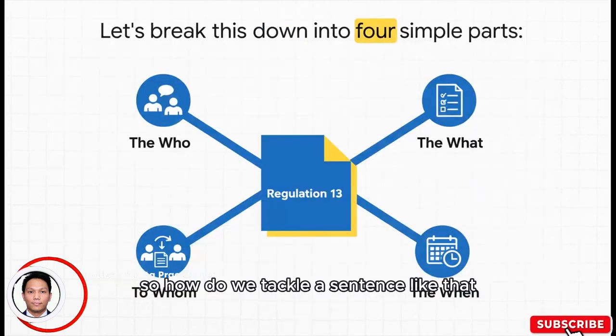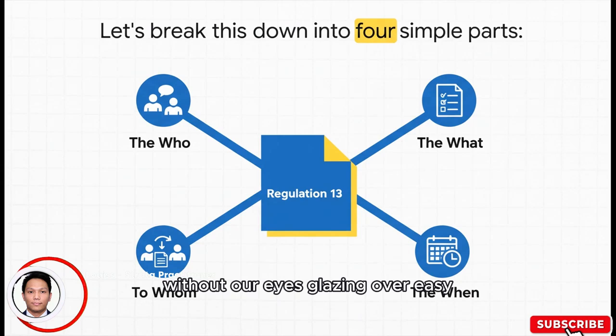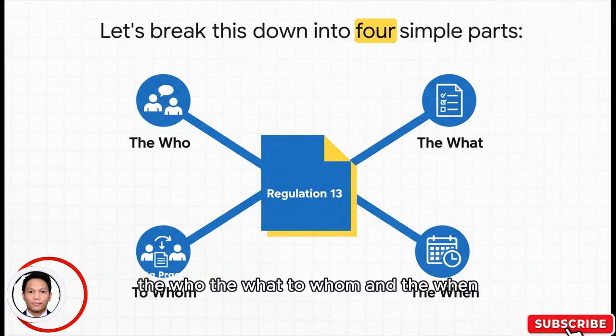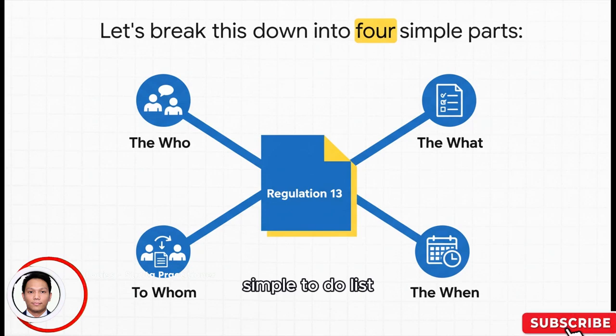So how do we tackle a sentence like that without our eyes glazing over? Easy. We're just going to break it down into 4 simple pieces: the who, the what, to whom, and the when. By the end, this complicated sentence is going to feel more like a clear, simple to-do list. Let's start with who's actually involved.